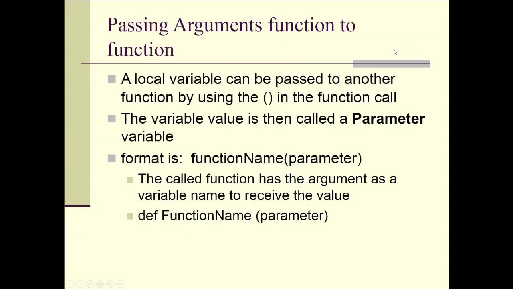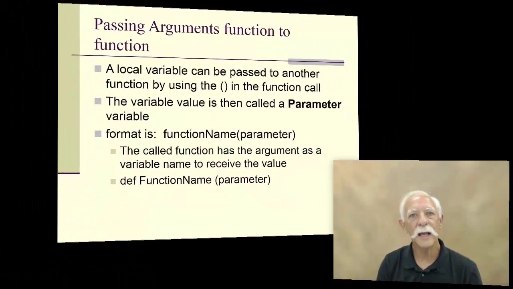Okay, the next thing we can do is pass arguments back and forth between functions. So a local variable that's inside a function, remember I said we can't use that outside of a function. The local variable is inside the function and it only can be used by that function. Well, let's try something else.